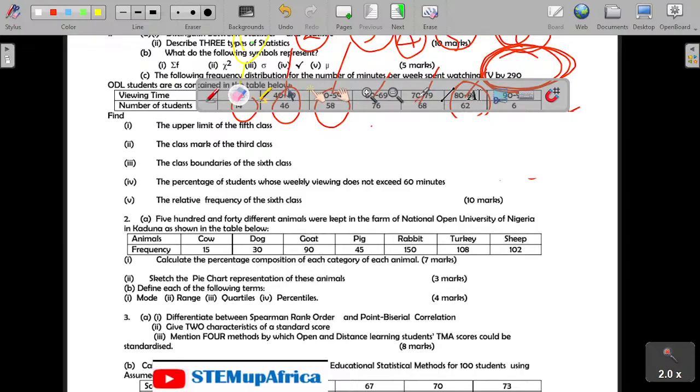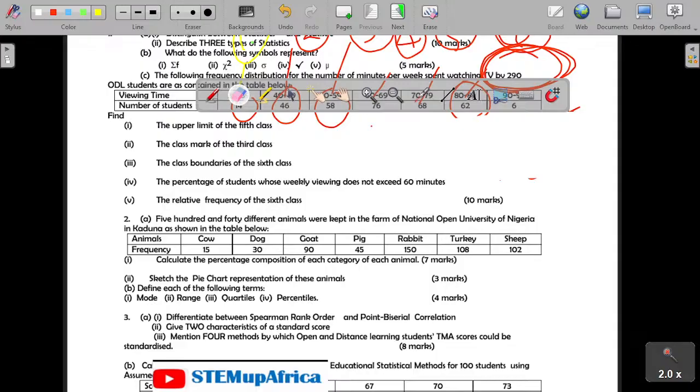Then, question B is define each of the following terms. Mode. Mode is the number with the highest frequency. The simple definition. Question 2, you say you should define range. So all these definitions, you can definitely look them up. I think they are in the material.